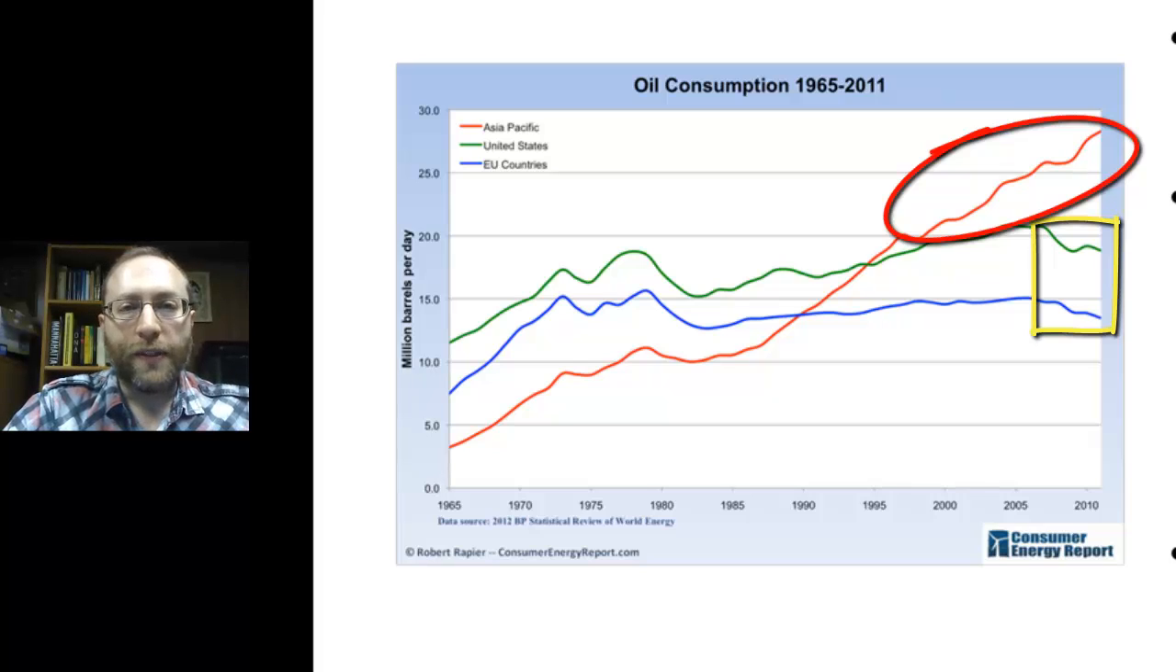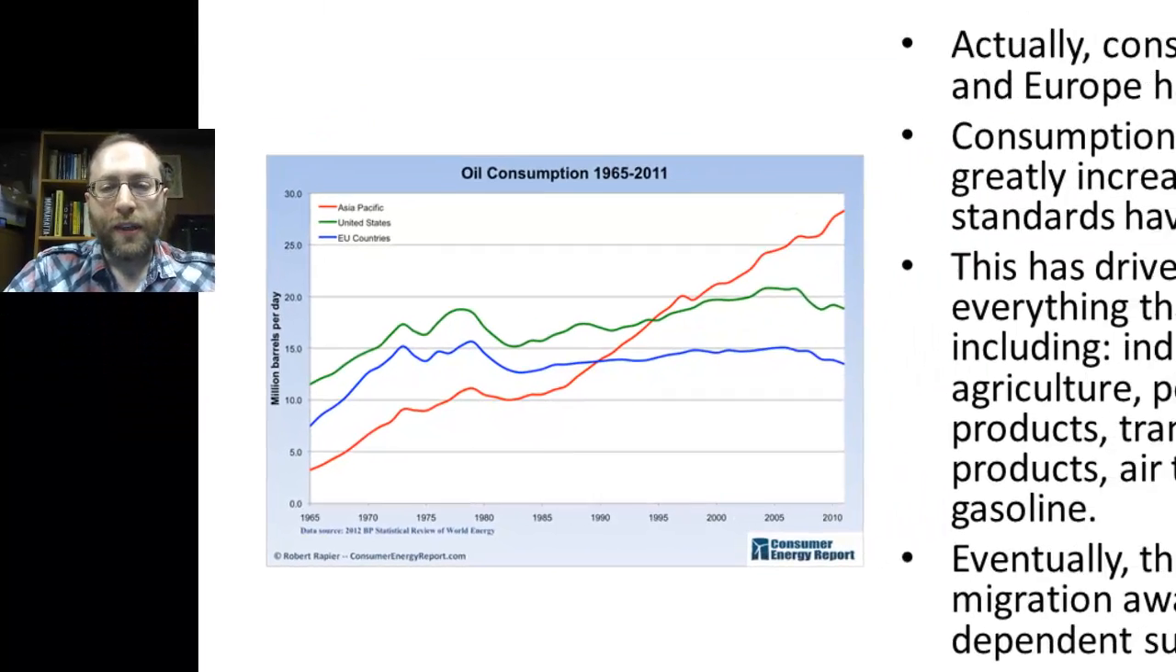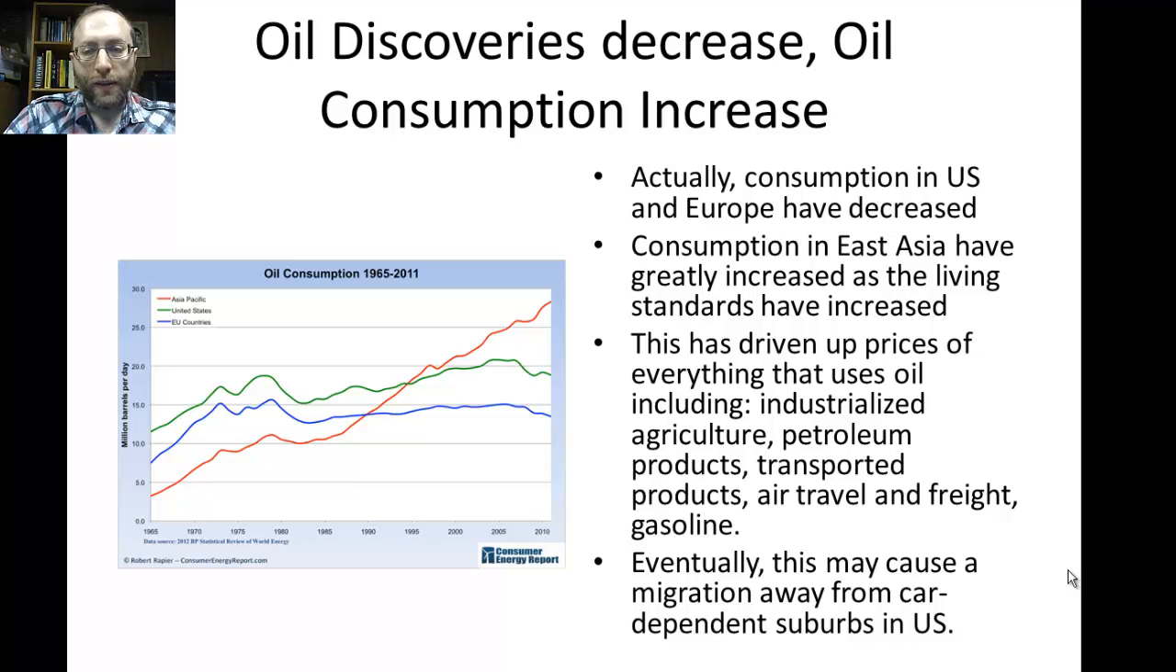And that's mainly because the living standards there are increasing. But what this has done is that since consumption overall is increasing, this has driven up prices on everything. When you go to fill up your car at the pump, you're not paying based on the supply in the United States, you're paying based on the supply worldwide. So that's driven up the prices on industrialized agriculture, which relies heavily on oil, on petroleum products, on transported products, on air travel, on freight, and on gasoline and everything that uses these things. As the prices keep going up, this may eventually cause a migration away from car-dependent suburbs in the United States.